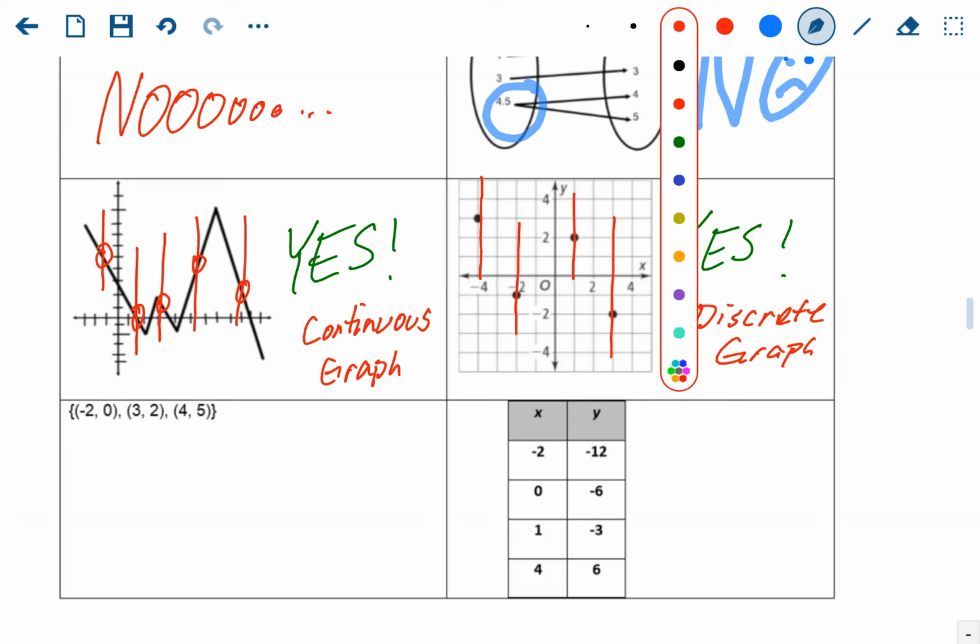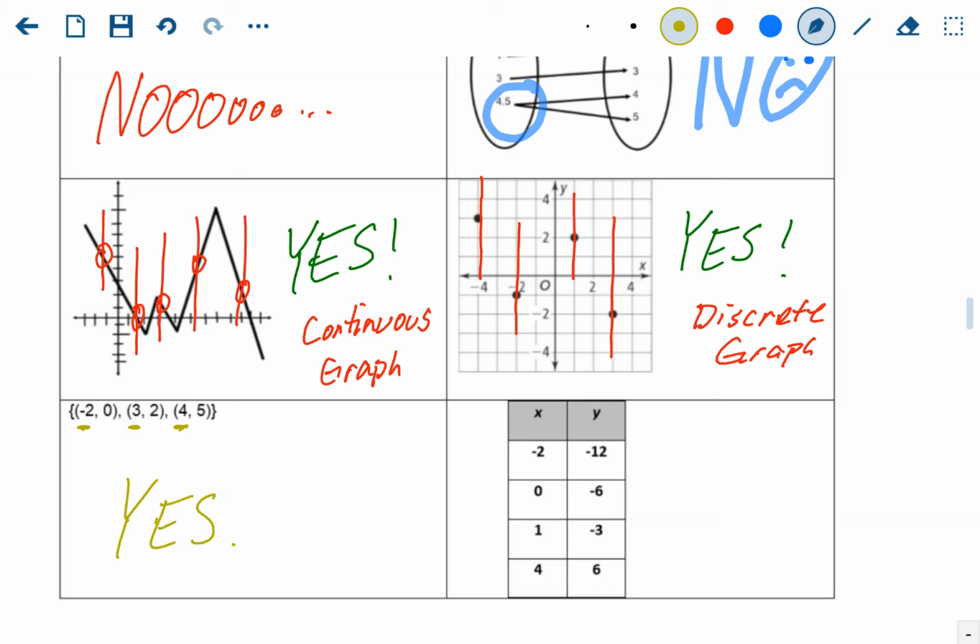Okay. Back to ordered pairs down here. Look at your x values, -2, 3, and 4. Those are all different. This is a function. And then the table, only looking at the x column, don't care about the y column to determine whether it's a function or not. -2, 0, 1, 4, all different, no repeats. So yes, that is a function.